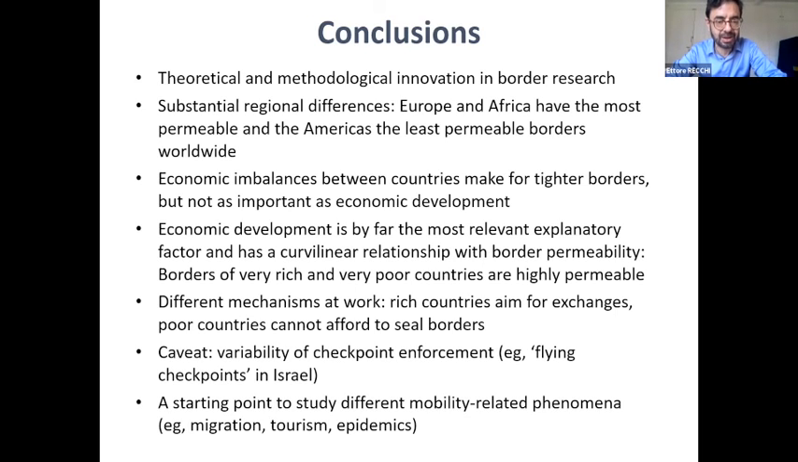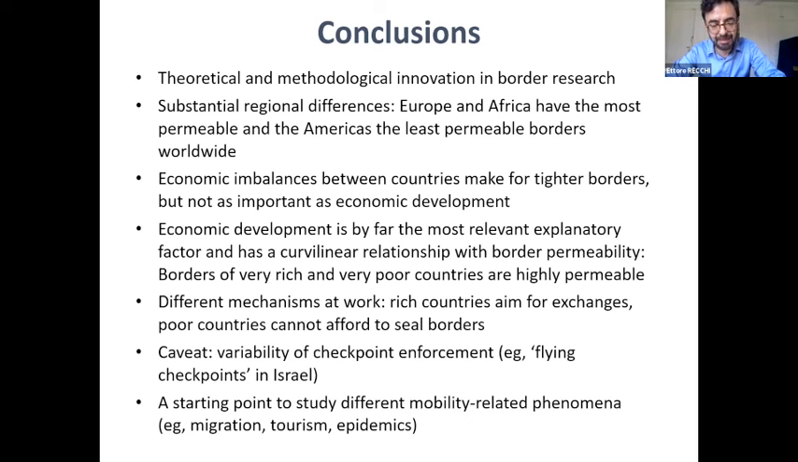As we expected, economic imbalances between countries make for tighter borders, but this is not so important compared to the level of economic development. Very rich countries and very poor countries have more permeable borders. This responds to different mechanisms. Rich countries aim for exchanges, poor countries don't have a lot of infrastructures. They simply cannot afford to close the borders.